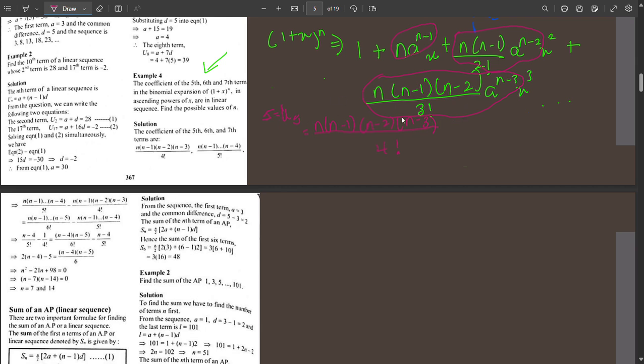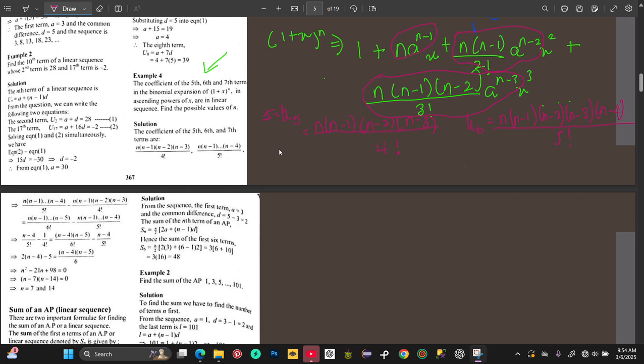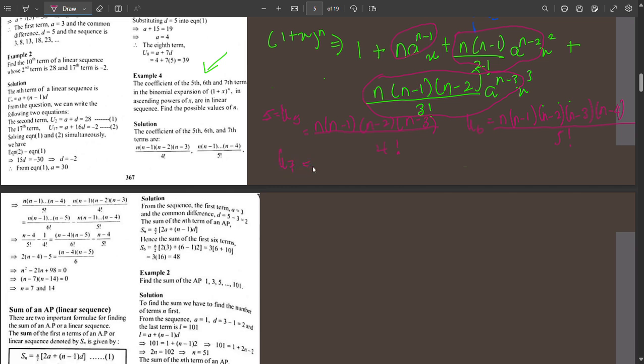Perfect. Then let's see u6, the sixth term. We'll have 5 factors, 1, 2, 3, 4, 5, divided by 5 factorial. Then the seventh term is going to be u7.